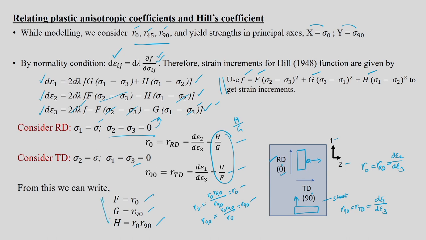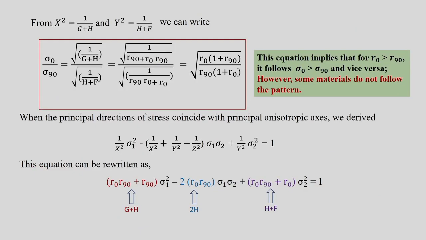So, you have to get along with this. Okay, let us see what I am going to do here. Before that, this is one important result that we need to see. We already discussed that x square is equal to 1 by g plus h, which we derived in the previous slide, and y square is equal to 1 by h plus f, this also we derived.